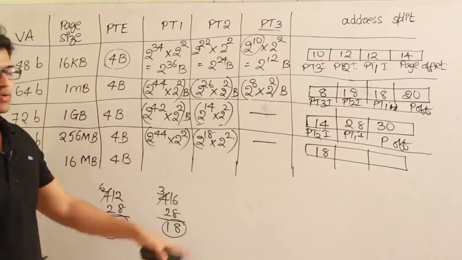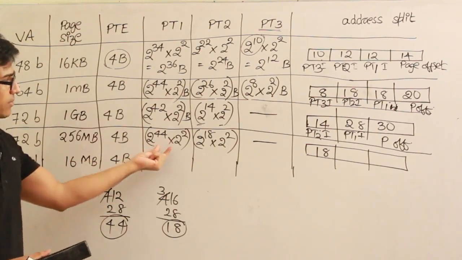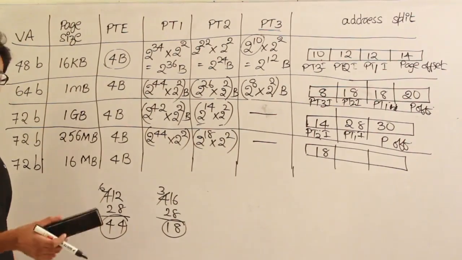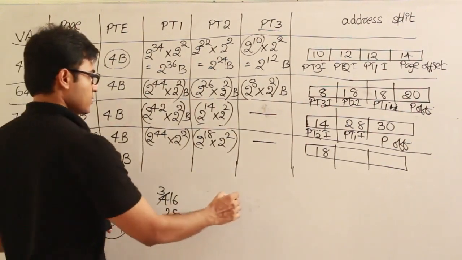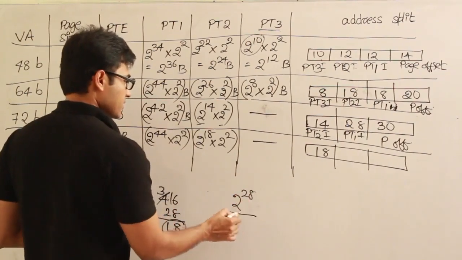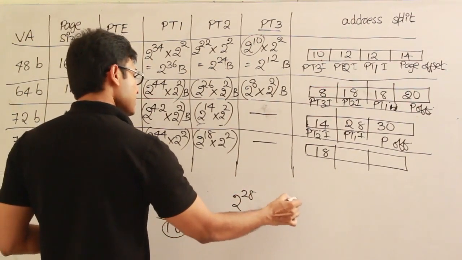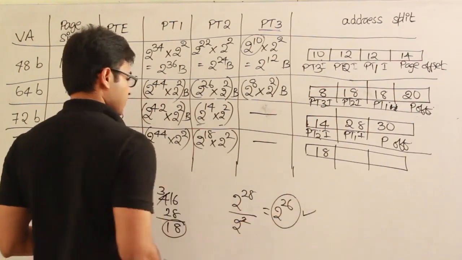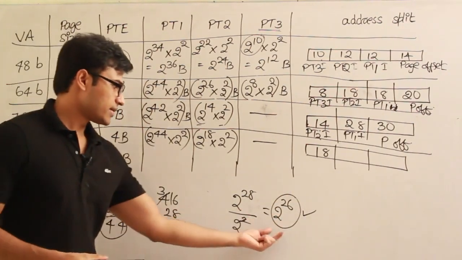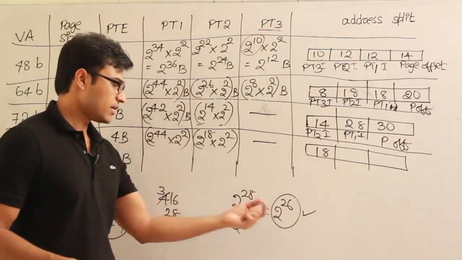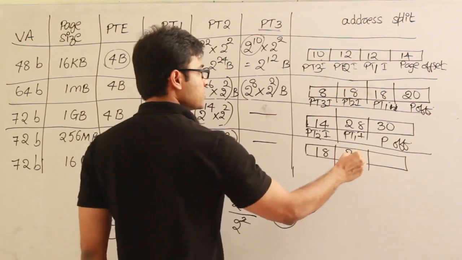And once you get into a page of the next level, how many entries are present in this? That depends on, again, what is the page size and what is the entry size. Here the page size is given as 2 power 28 and the entry size is given as 2 power 2. Therefore 2 power 26 entries are present in each page. So if 2 power 26 entries are present in each page, then in order to identify one of them, how many bits are required? 26 bits are required.